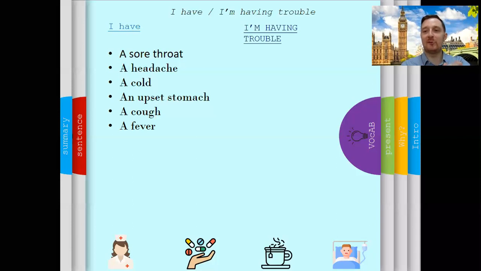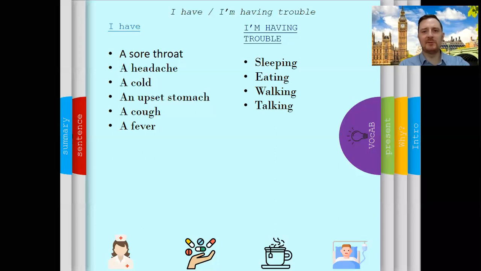Okay, I have plus noun. I'm having trouble, verb ing. I'm having trouble sleeping. I'm having trouble eating. Cannot eat properly. I'm having trouble walking. I'm having trouble talking. Okay, so these are some examples of the verb ing. I'm having trouble.